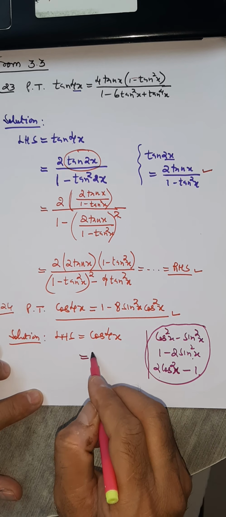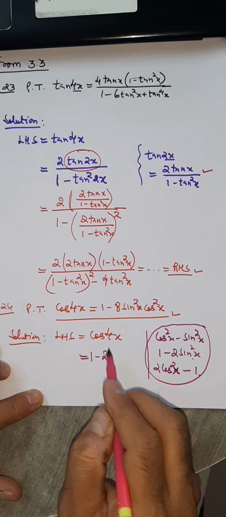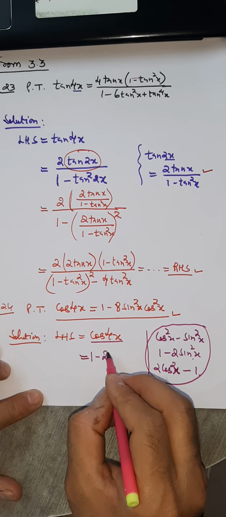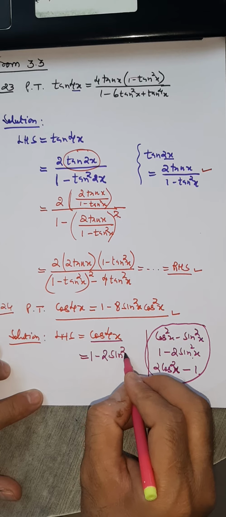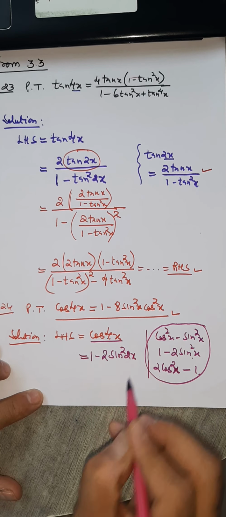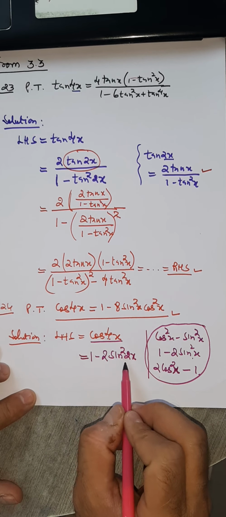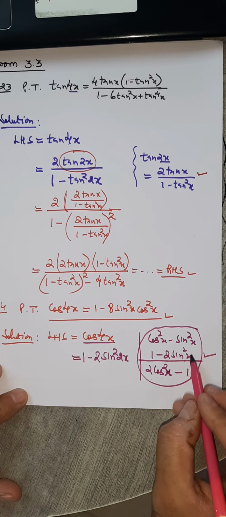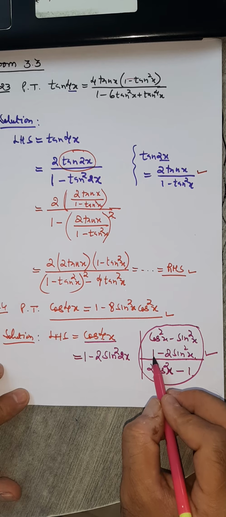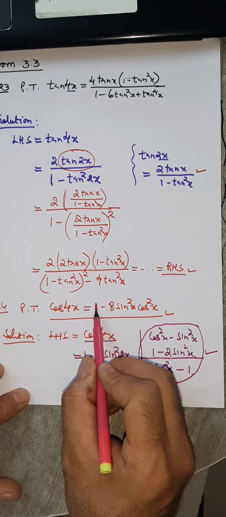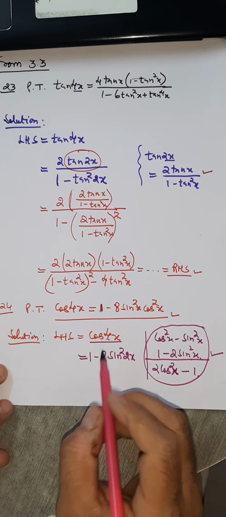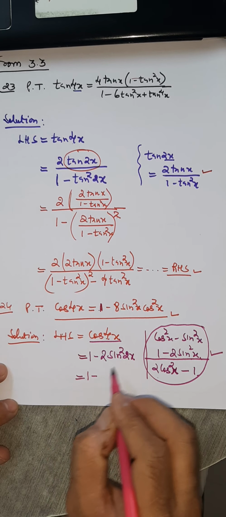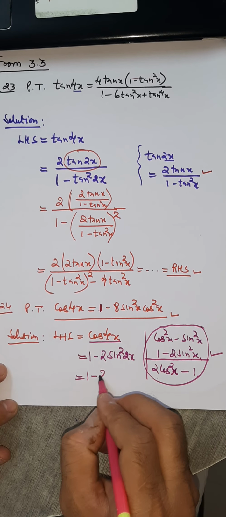I need 1, so I'll use this one: 1 minus 2 sine square 2x. Remember, don't forget half of this 4x, which is 2x. Which formula have I used? This one, the formula for cos 2x. Why have I used this? Because I want 1. I have the right hand side in my mind. Now you don't want 2x, you need x. So 2 as it is.